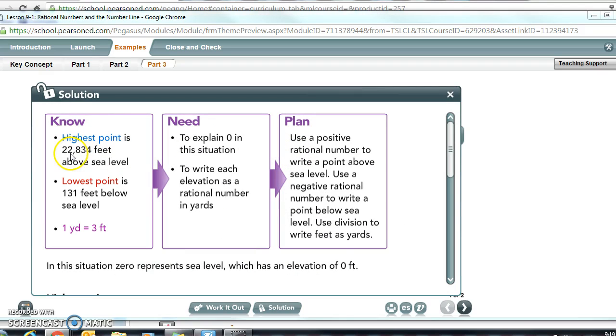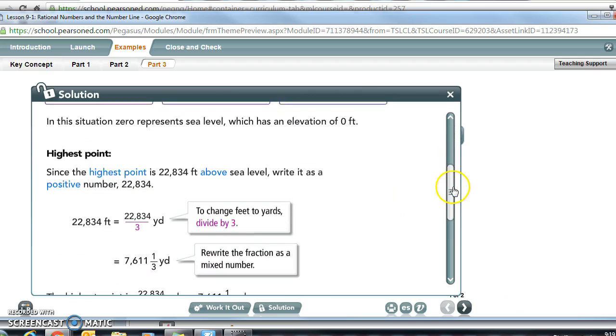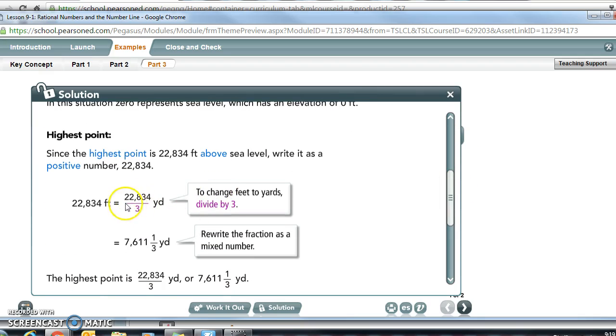So we know the highest point is positive 22,834 feet. Our lowest point is 131 feet below sea level, okay? And we know that 1 yard is equal to 3 feet. To explain 0 in this situation, we know 0 is just going to be sea level. It's not positive, it's not negative, it's just flat ground. And we need to divide, just like we talked about, use division to write feet as yards. So as I scroll down here, we find that 22,834 divided by 3 will give me my feet in yards. So when I end up measuring that in yards, I get 7,611 1/3 yards.